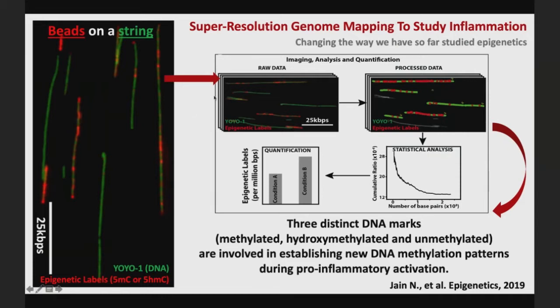You just need to grab thousands and thousands of images and feed them into software which is custom built. The software will detect each and every individual DNA molecule, and each and every DNA epigenetic modification mark.